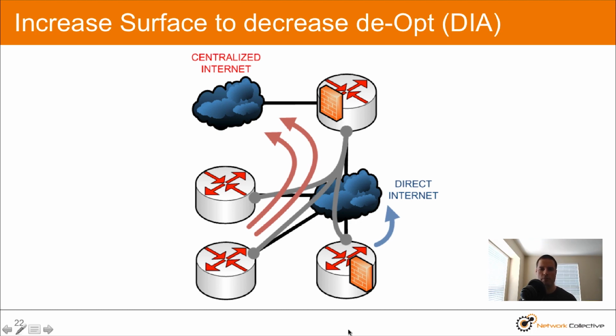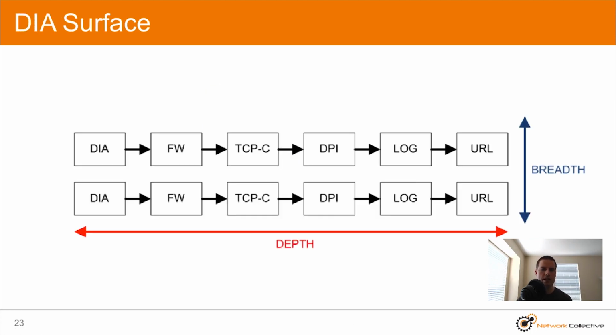Why do I call it deep but narrow? Well, if we look at this picture, it's kind of the opposite of the one we saw for segment routing, where the depth is very, very long. In order to do DIA, I have firewalls, I have TCP clamping, I have deep packet inspection, logging, and URL filtering. Yowza, that's a lot. But I'm only doing it at a small subset of our sites, let's say 10%. So if I had 20 sites, 2 of them would be doing this, but it wouldn't be done everywhere. So this new surface interaction for DIA could be considered deep but narrow.